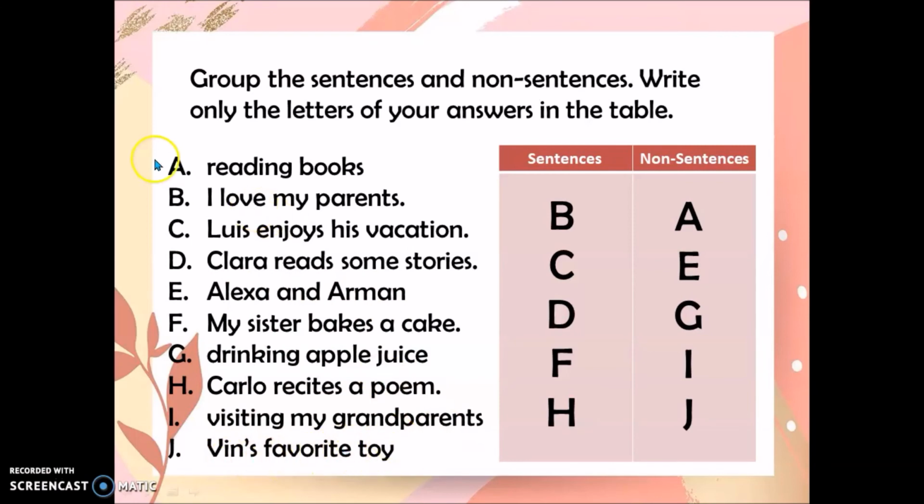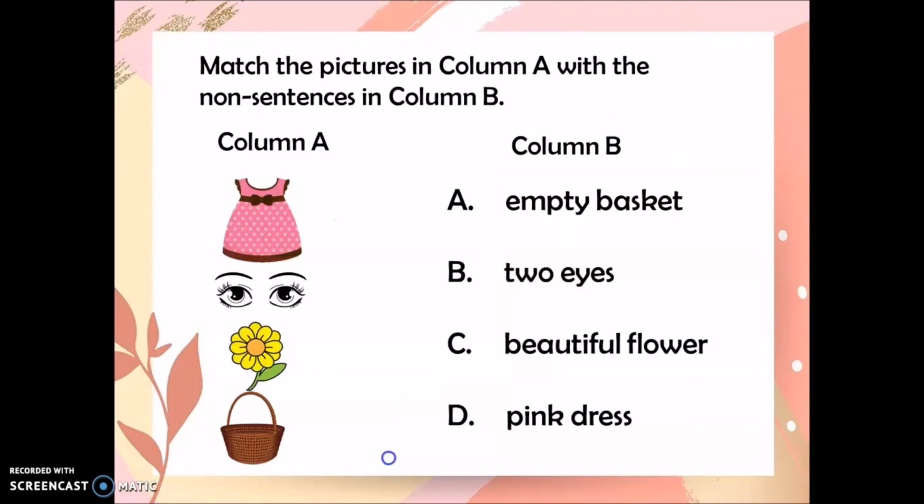Okay, so looking back, letter A is a predicate. Letter E, Alexa and Arman, is a subject. Letter G, drinking apple juice, is also a predicate. Letter I, visiting my grandparents, is a predicate. And letter J, Vin's favorite toy. So, that is our sentences and non-sentences.